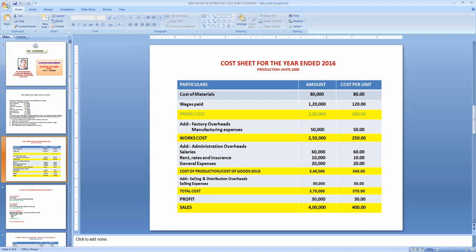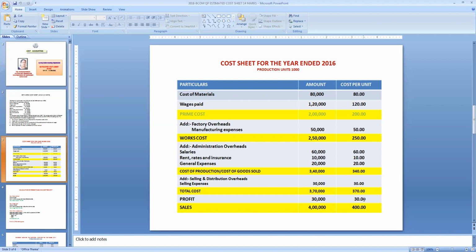Then we have to add the selling and distribution overheads. For that they have given the selling expenses in the question itself. It is 30,000. It has to be added to the cost of goods sold. So 3,40,000 plus 30,000 becomes 3,70,000, per unit is 370 rupees. That is the total cost. Now we have to calculate the profit, both the value and per unit. The sales value given in the question is 4 lakhs. The difference between sales minus total cost is profit. So 4 lakh minus 3,70,000 is 30,000, which is the profit value. Then per unit sales will be 400, and the profit per unit is 30 rupees.